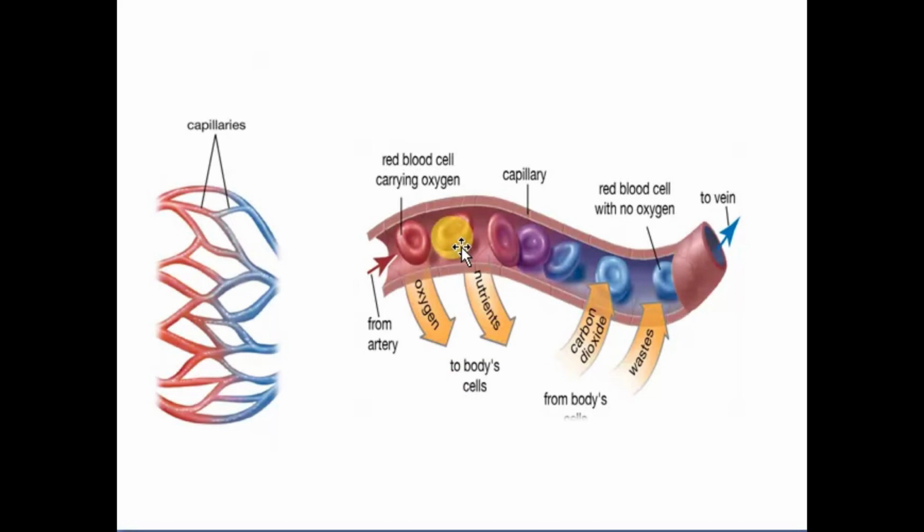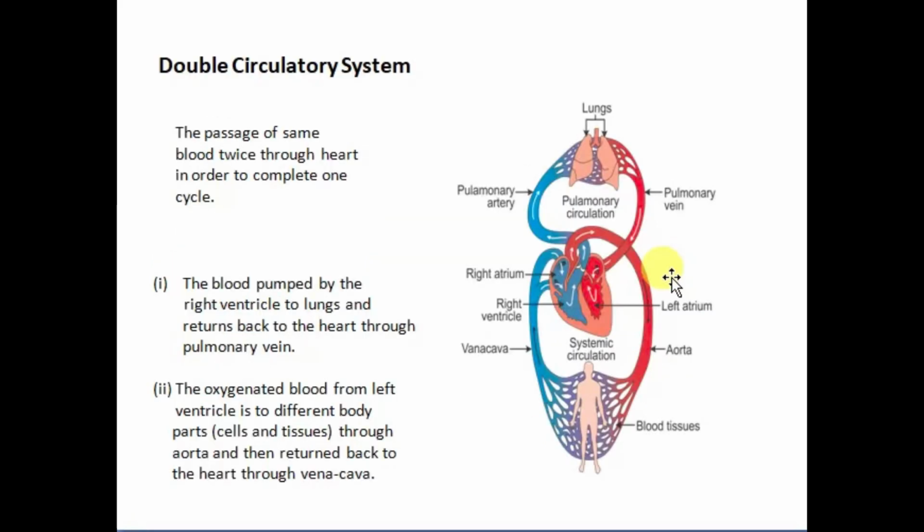Then here we have seen how nutrients and oxygen enter the body, and then from our body carbon dioxide and waste get into the blood vessels. Then we discussed the double circulatory system, where we've seen that there's a cycle when blood flows in this direction, then from here again it flows in this direction. So two times blood is coming to the heart, and that is called the double circulatory system. So we are done for today.